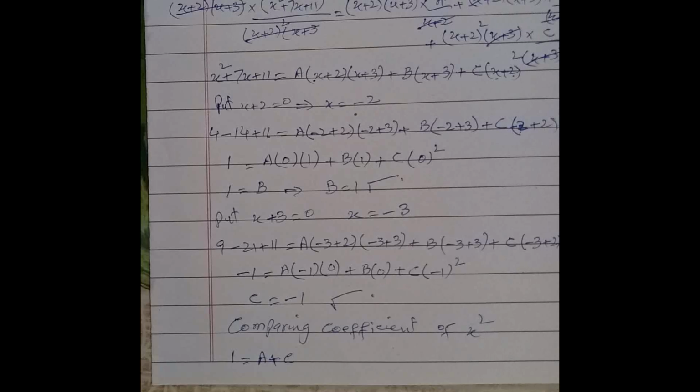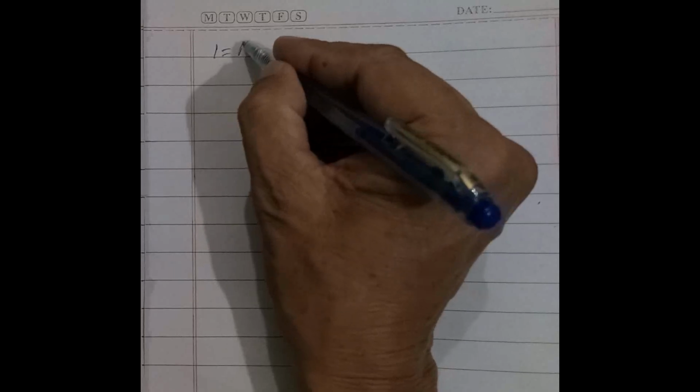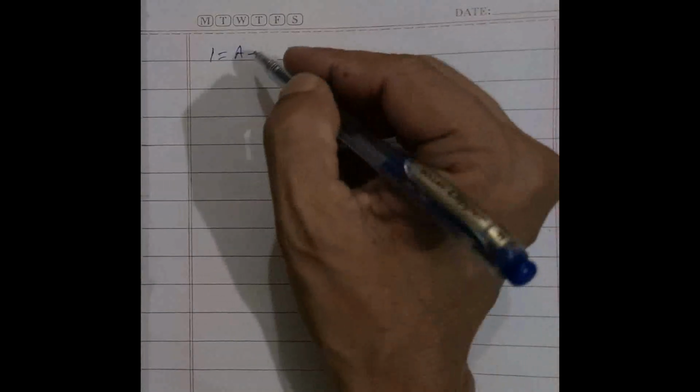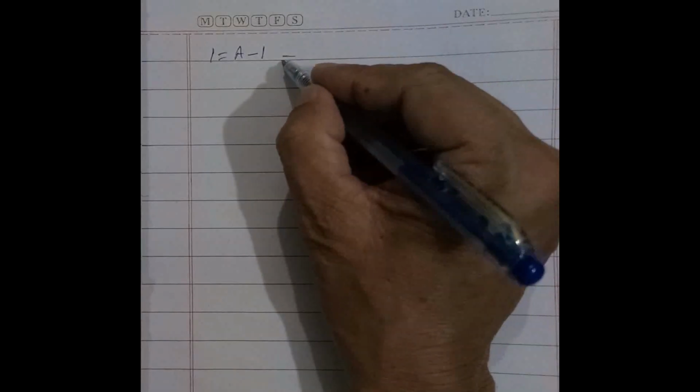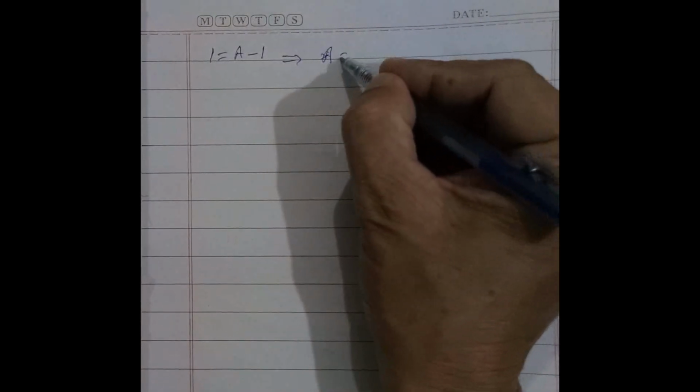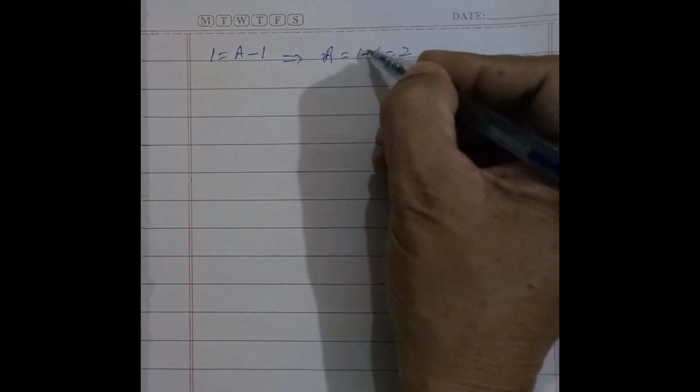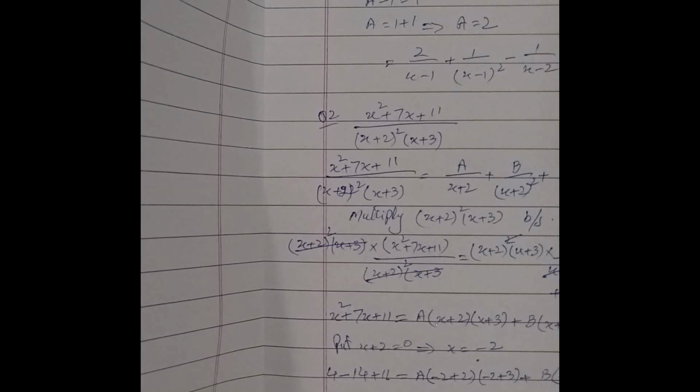1. But we get the value of c is equal to minus 1, so we put here 1 is equal to a, c is equal to minus 1, 1 is equal to a minus 1, and we get the value of a is equal to 1 plus 1, which is equal to 2. So a is equal to 2, b is equal to 1, and c is equal to minus 1.